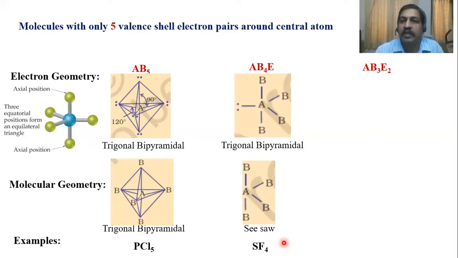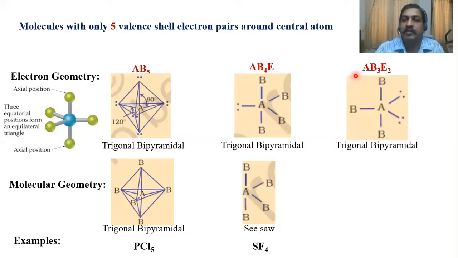Now let us look at molecules of the type AB3E2. Again, the electron geometry is trigonal bipyramidal. In an AB3E2 type molecule, there are two lone electron pairs and three bond electron pairs. Both the lone electron pairs occupy only equatorial positions.